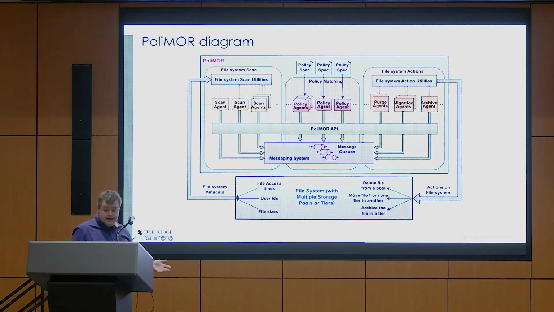through our PoliMOR API that then goes to a set of policy agents who have been fed policy specification files, who then act on that information to make policy decisions that are then passed along to a set of agents that we call our file system agents that then act on that information. And then, as said, those agents can be purge agents, migration agents, archival agents for things like HPSS, or database recording agents. It is their job to then communicate back with the file system and to handle those actions.